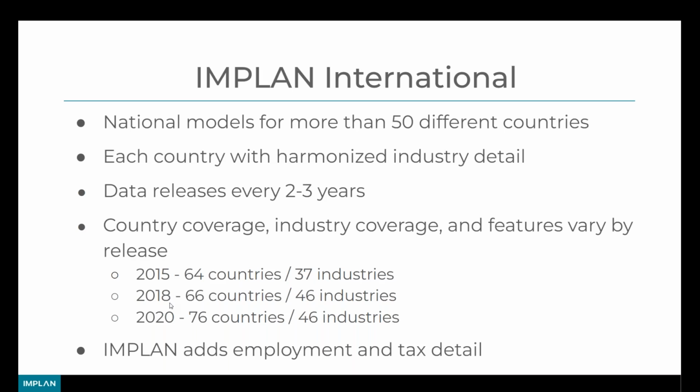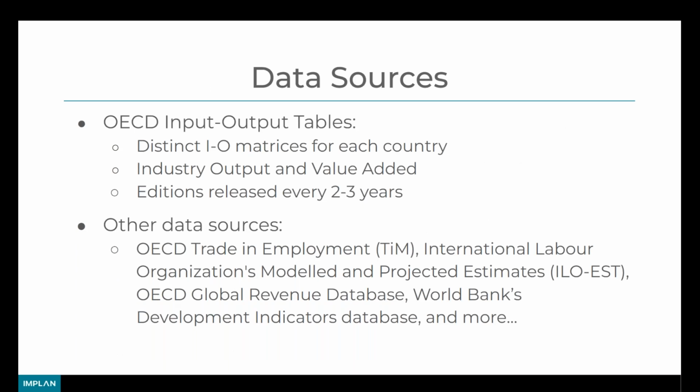So the 2015 release covers 64 countries and 37 industries. The 2018 release covers 66 countries and 46 industries. And the new 2020 release covers 76 countries and 46 industries. In addition to the OECD IO tables, MPLAN gathers data from many other raw data sources to add employment and industry detail for all covered countries and industries. The timing, release, geographic coverage, and industry coverage are driven by our primary raw data source, the OECD input-output tables, which I'll describe here.